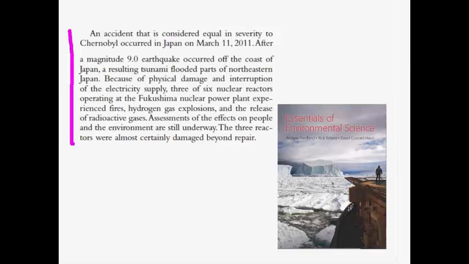And I said that because of the physical damage and interruption of the electricity supply to the plant, 3 of 6 nuclear reactors operating experienced fires, hydrogen gas explosions, and the release of radioactive gases. Assessment of the effects on people and the environment are still underway. The 3 reactors were almost certainly damaged beyond repair. I was being careful there. I think now there might be some people that are saying that actually 4 of the reactors are damaged beyond repair and are never going to be operating again.